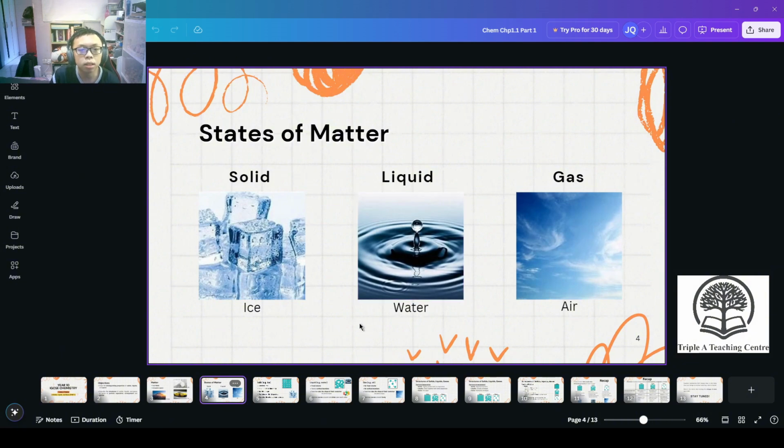There are three states of matter: solid, liquid, and gas. For example, a simple example of solid I can give is ice. For liquid it is water. For gas it is air. So let's see what the properties and structures of solid, liquid, and gas are.